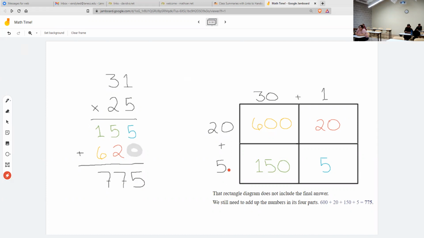Okay, now we have this mysterious 0 that we put in gray. Why did we do that? Because this 2 isn't a 2. It is a 20.